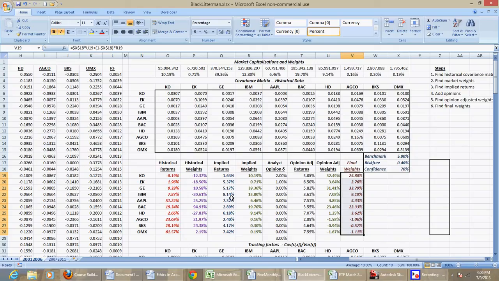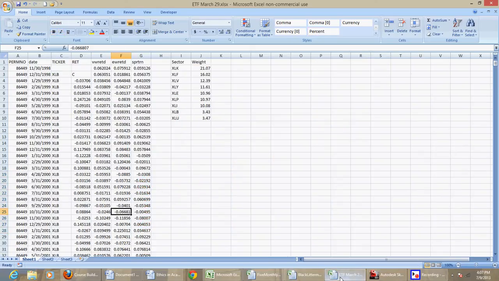Okay, now that you've got that, look at this ETF. This is going to be a little more realistic. This is the returns for these different ETFs, sector ETFs, real data. This is the actual percentage weight of each one of them.